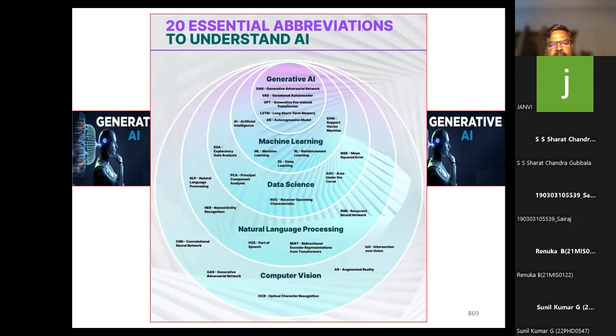Mean Squared Error. So we are using all these jargon of generative AI: NLP; NER, Named Entity Recognition; POS, Parts of Speech; BERT, Bidirectional Encoder Representations from Transformers; RNN, Recurrent Neural Networks; CNN, Convolutional Neural Networks; Generative Adversarial Networks; Augmented Reality; Intersection over Union, IOU; and OCR, Optical Character Recognition.